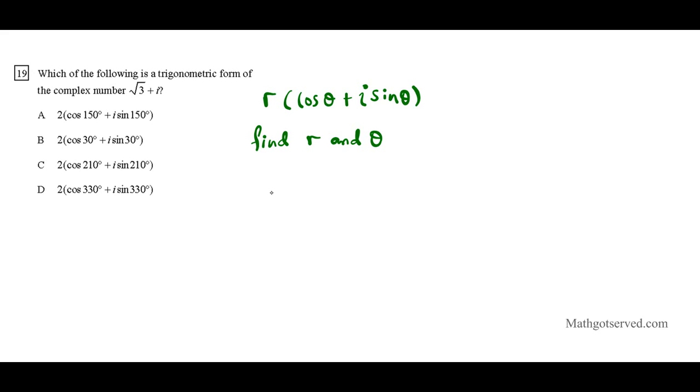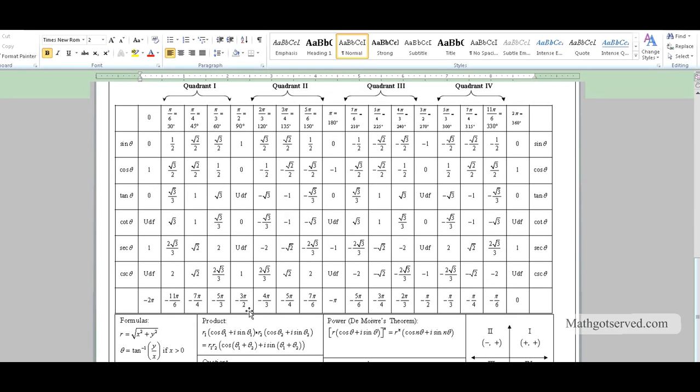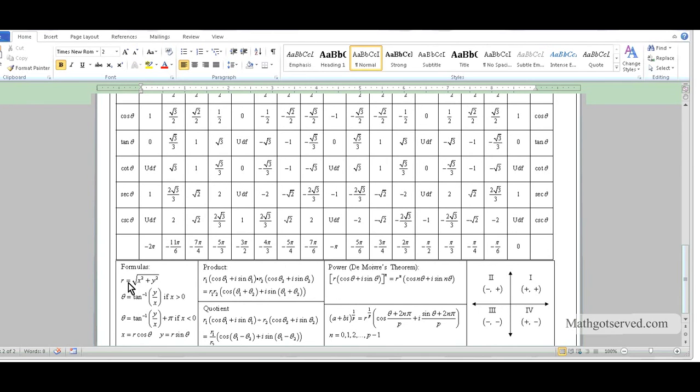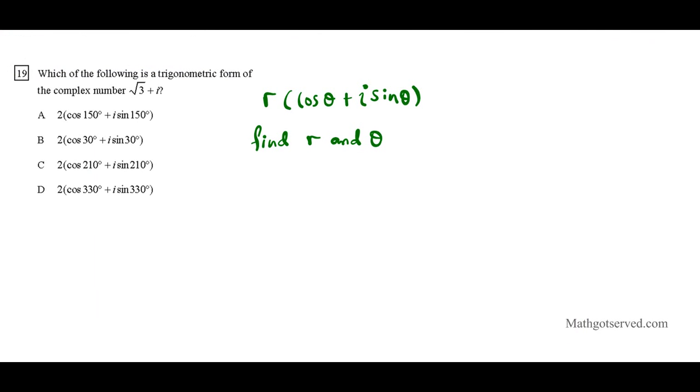We're going to apply two formulas that are included in your formula sheet. Let's pull that up real quick. We're looking for r and theta. If you look on the bottom of your formula sheet, you see the formulas for r and theta, and then the formulas to find x and y. We're going to be using the first set of formulas. To find r, we're using the Pythagorean theorem. First we need to find x and y, because r is the square root of x squared plus y squared.